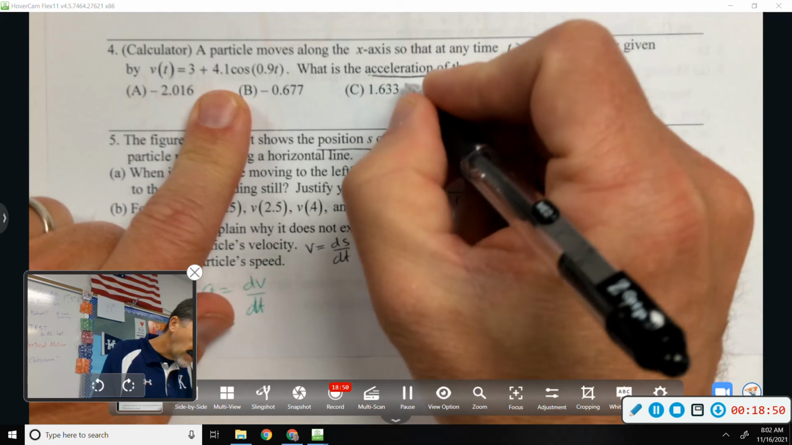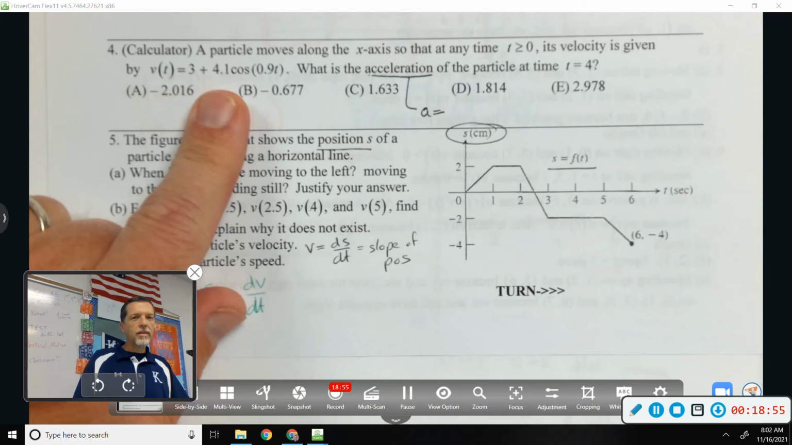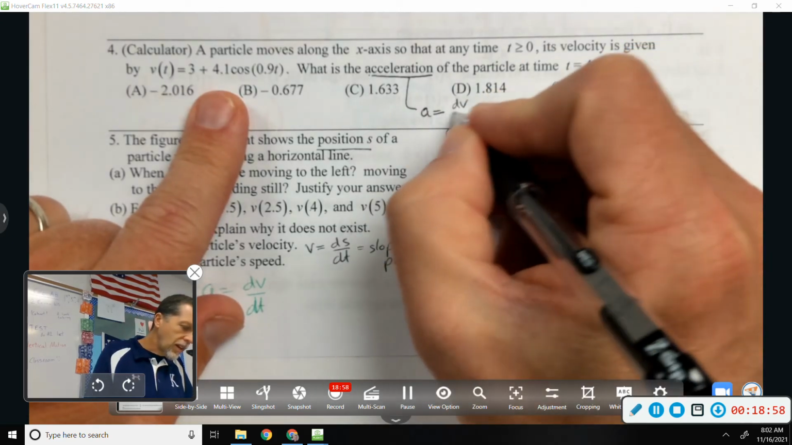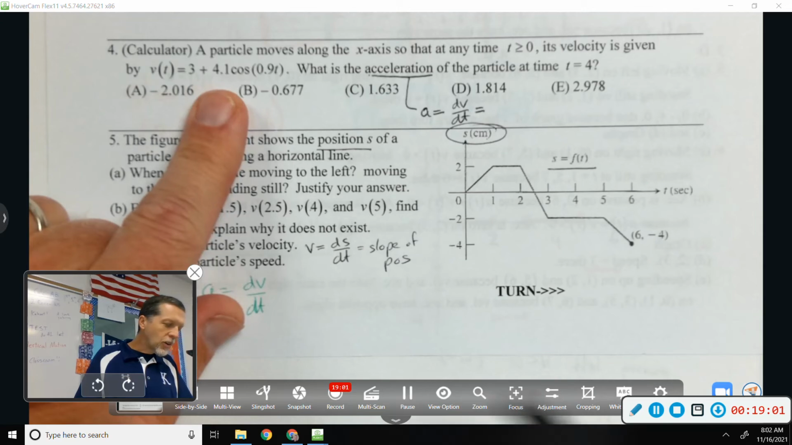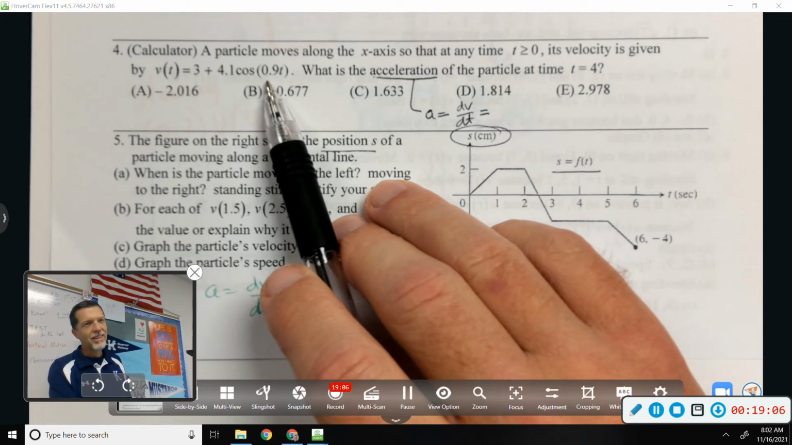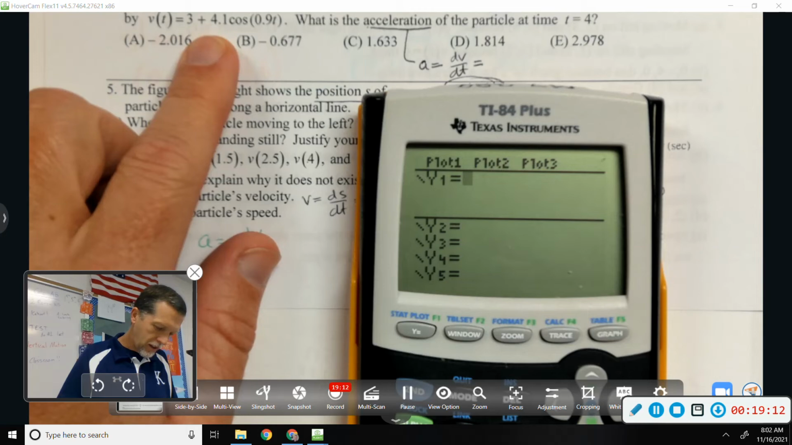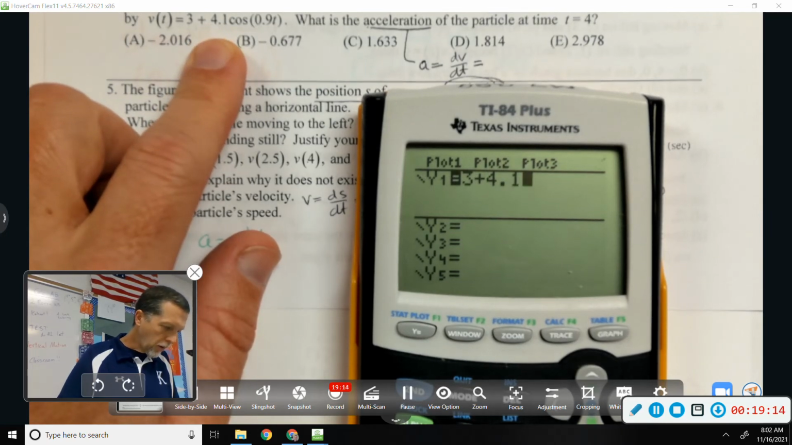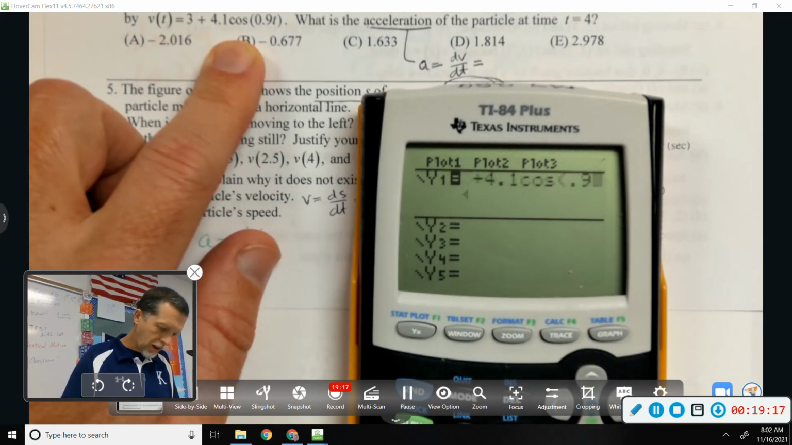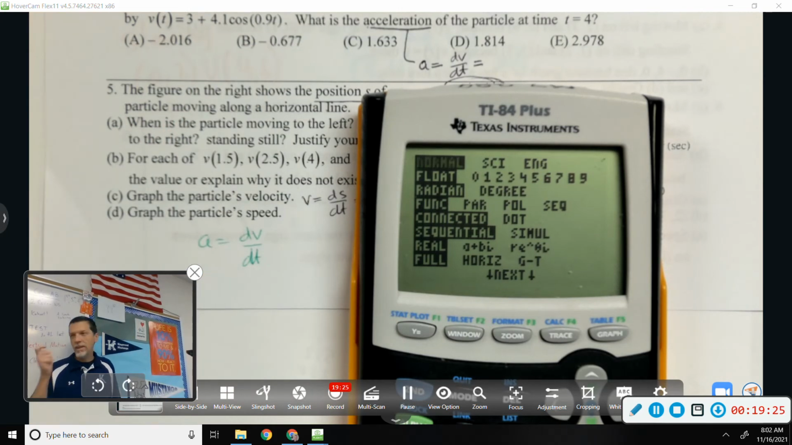So how is the acceleration related to the velocity? It's the derivative. Now, I've got a calculator, so yes, I know how to take that derivative by hand, but it tells me to use a calculator, so I'm going to type in the velocity. 3 plus 4.1 cosine 0.9x. Always in radians in here. Calculus will always be in radians, so that's a difference from physics. In physics, a lot of the times you're in degrees. Maybe most of the time in degrees.